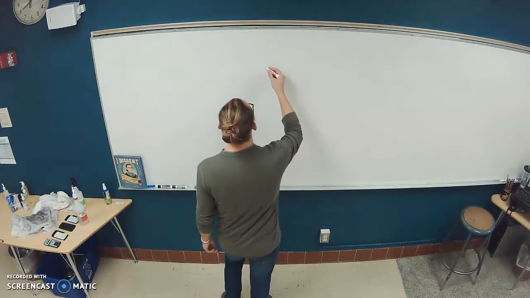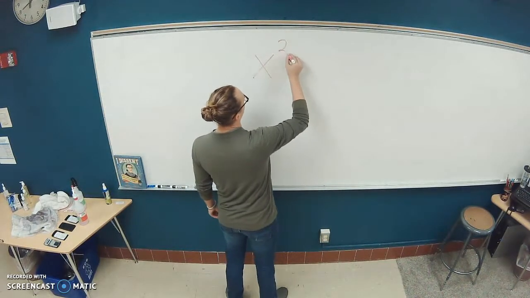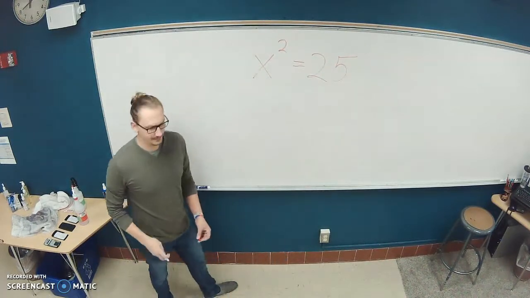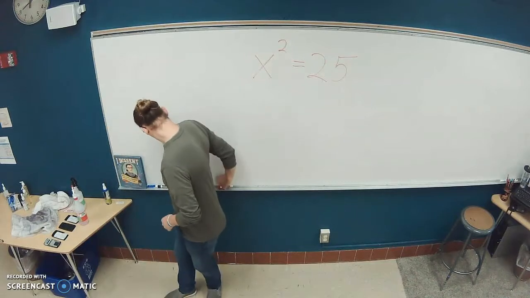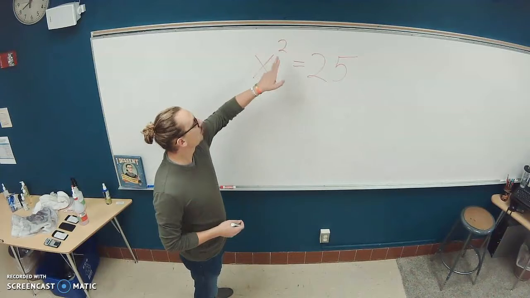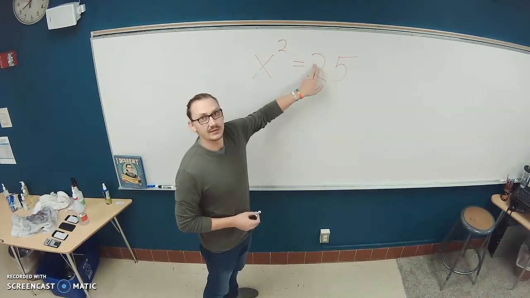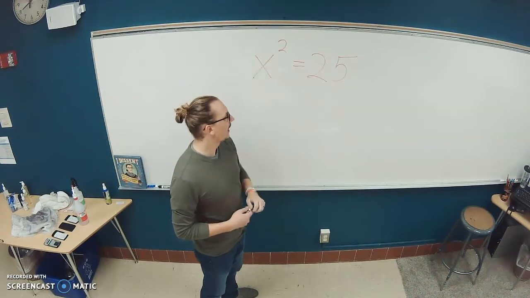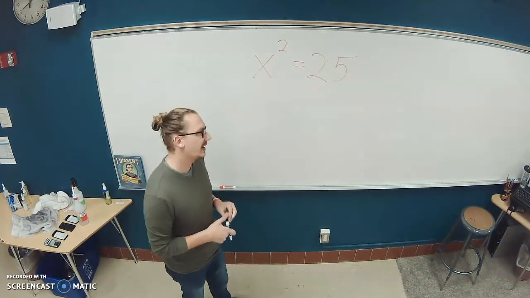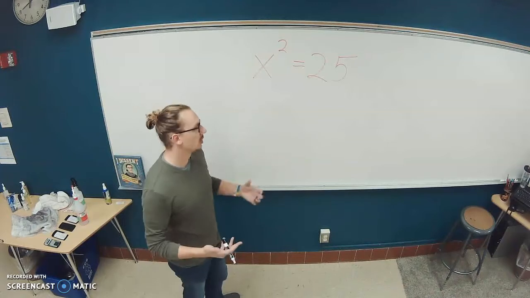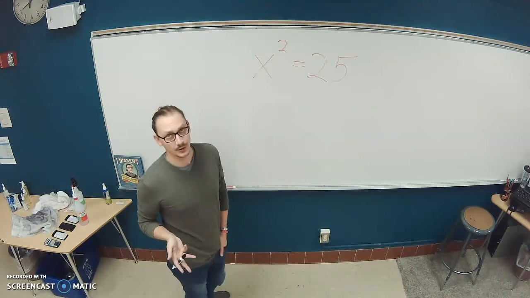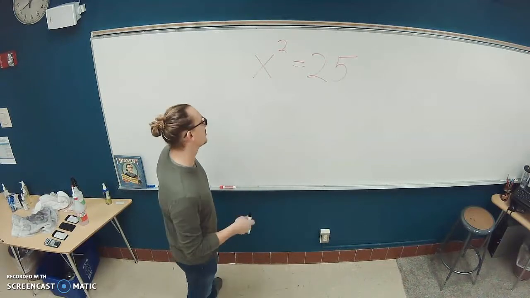What I want to look at today is something like x squared equals 25. And what that means is some value of x, if I square it, will equal 25. Some of you are already thinking, oh, so 5. 5 times 5 is 25. Remember, square means it's something multiplied by itself. And you're right, 5 is an answer. There are two answers to this problem.